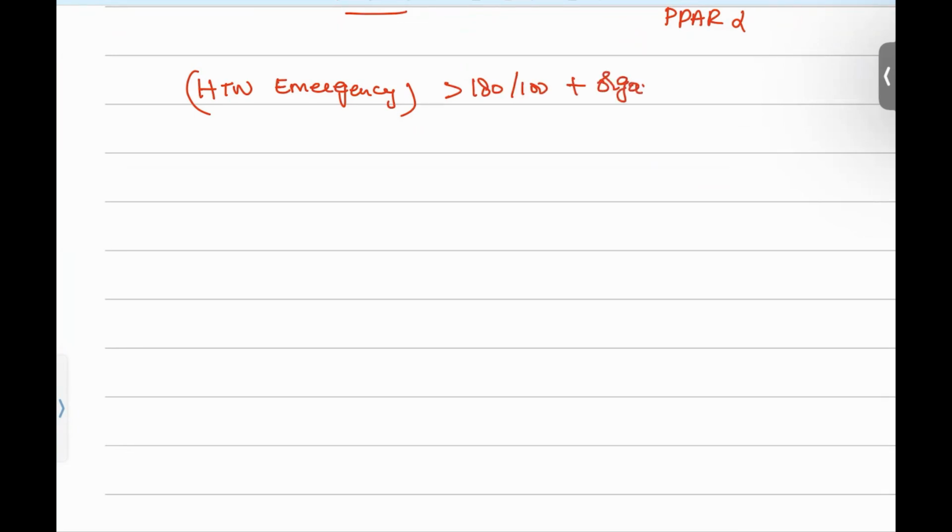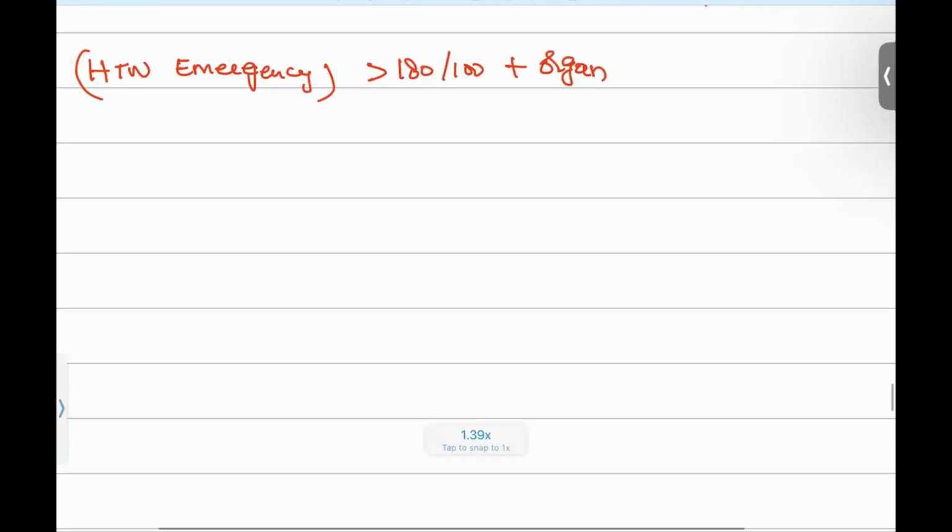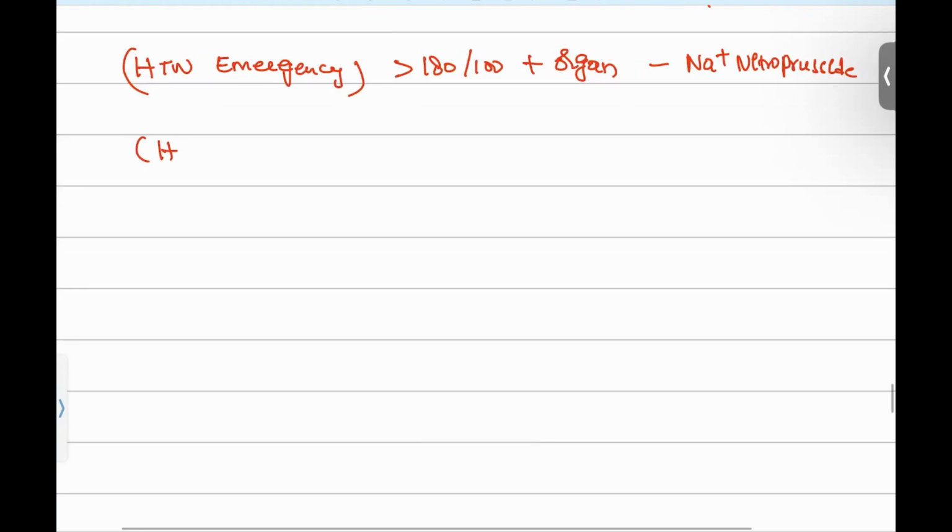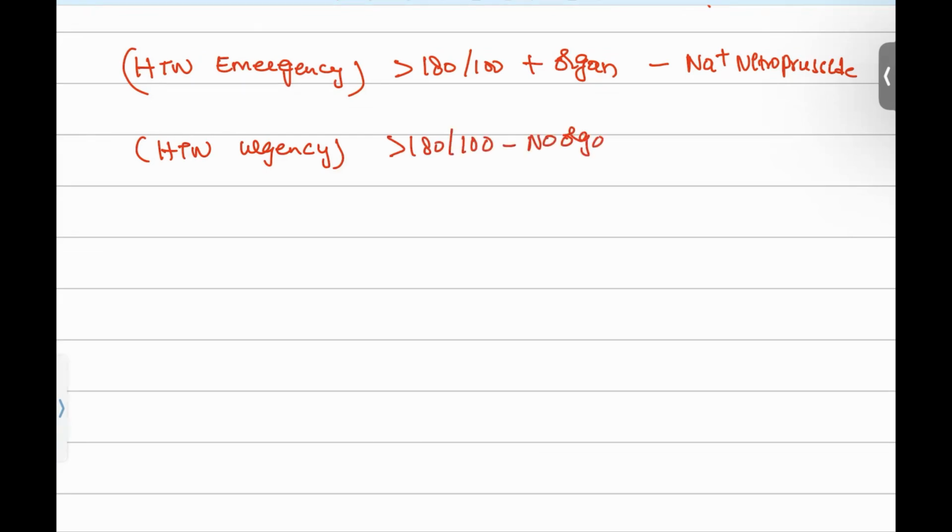Next, coming to the hypertensive emergency. What do we mean by hypertensive emergency, guys? More than 180 by 100 with organ dysfunction. Be it the kidney, liver, or also headache, anything, that is your hypertensive emergency. In this situation, the drug of choice for this patient is sodium nitroprusside. This is your drug of choice. Next, moving on to hypertensive urgency. In hypertensive urgency, still the same, more than 180 by 100, but no organ damage. No organ is involved. In this patient, we can give clonidine. This is the drug of choice.